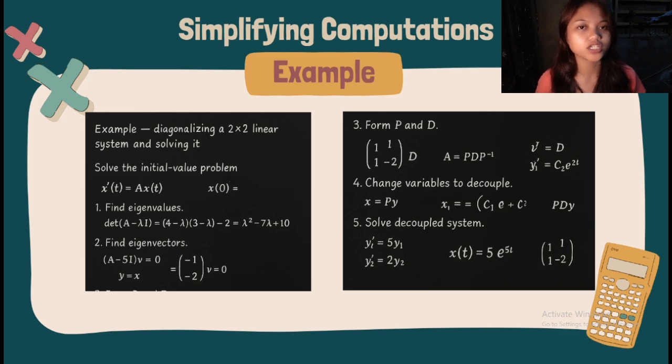Number 4, change variables to decouple. x is equal to Py. x1 is equal to c1 e plus c2, PDy. So last, solve the decoupled system. y1 prime is equal to 5y1. y2 prime is equal to 2y2. x of t is equal to c1 e raised to 5t. So we have here 1, 1, 1, negative 2.